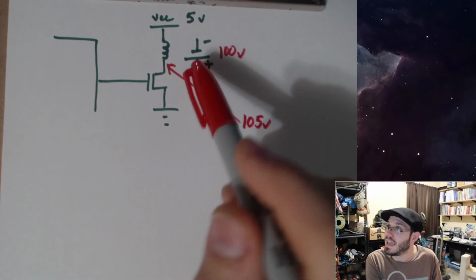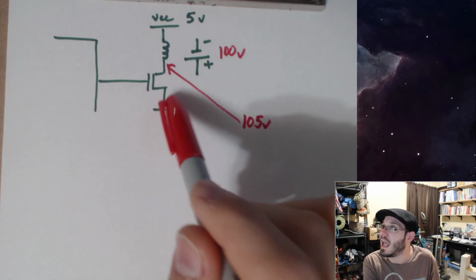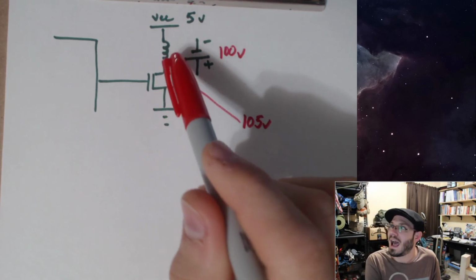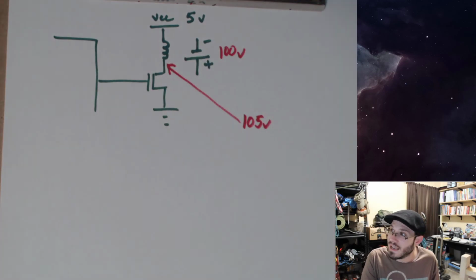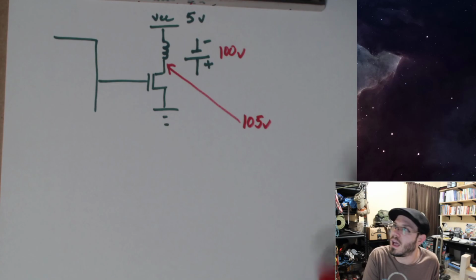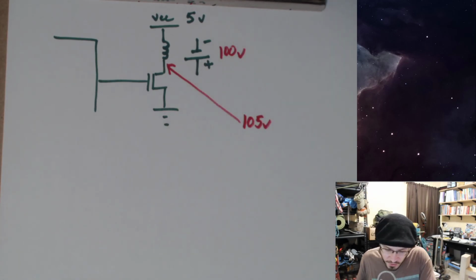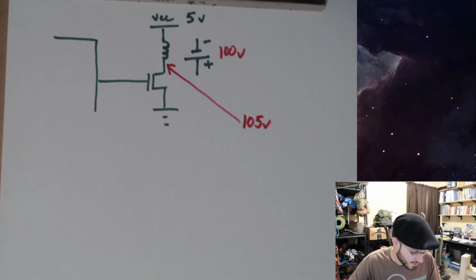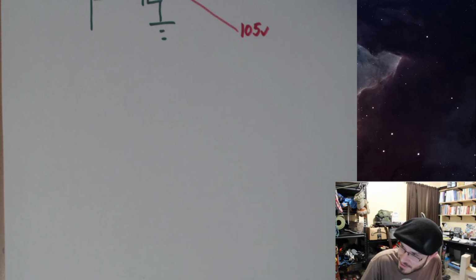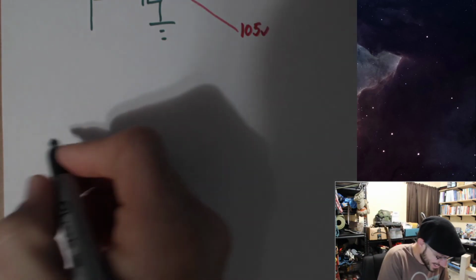What does care about this 105 volts is this MOSFET. This MOSFET will definitely get damaged during that transition from on to off because of this induced voltage. So there is a way to fix this. I don't just like to describe problems, I like to give solutions to them too.